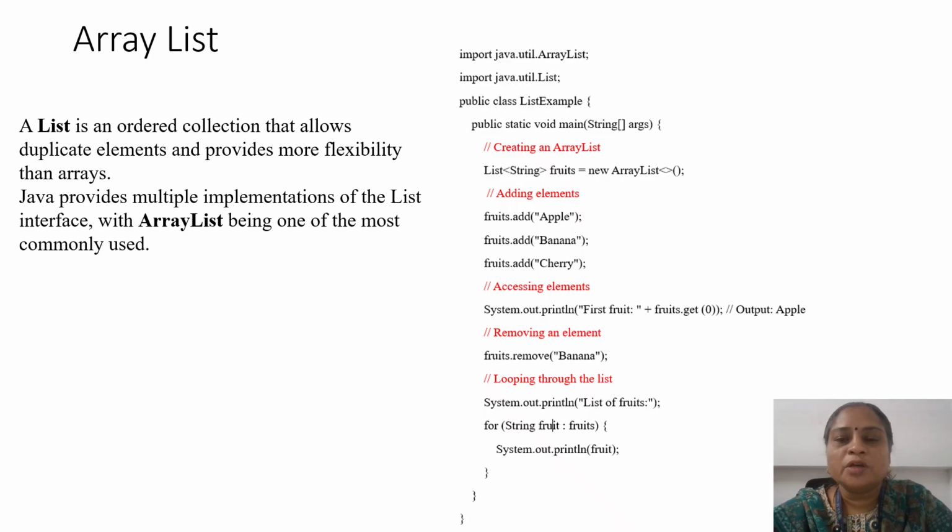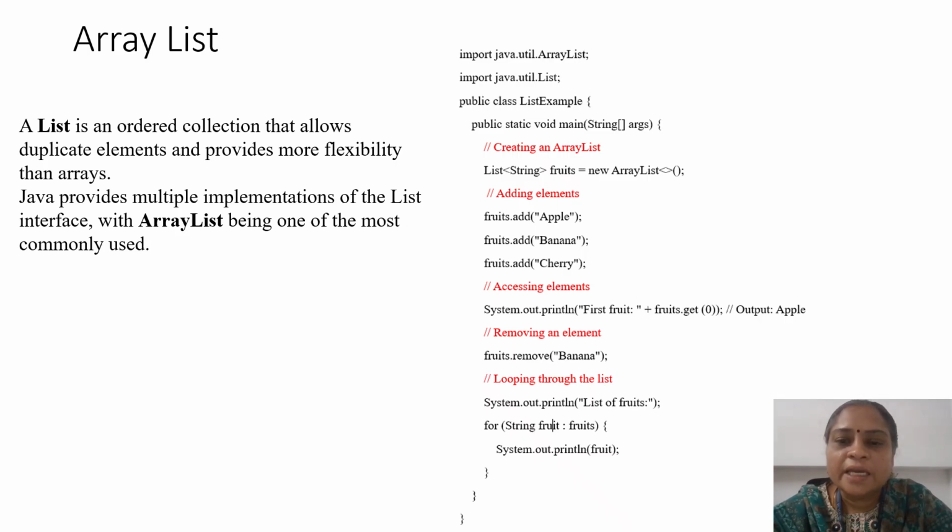When you see the following code, you can understand. First, you have to import the utility file through the code import java.util.ArrayList. Once you import this ArrayList, then you can utilize it. So first I have imported. Following that, I will create the ArrayList. The syntax is List<String> fruits = new ArrayList<>(). This is the syntax that you have to follow for creating an ArrayList.